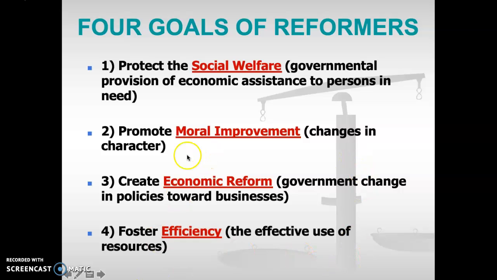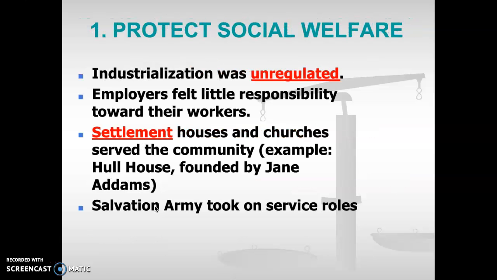And so there are four goals of reformers. Number one is to protect social welfare. This is the governmental provision of economic assistance to persons in need. Number two, to promote moral improvement, changes in character. Number three, to create economic reform, to give a government change in policies toward business. Number four, to foster efficiency, to give effective use of the resources. Alright, let's talk about each of these in more detail.